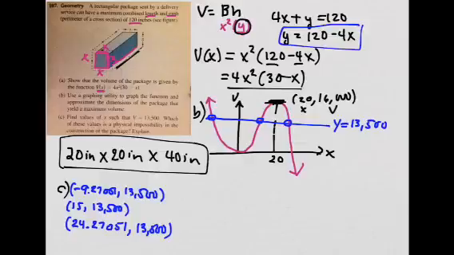Well, the first one gave me an x value that is negative. So that's pretty much impossible, right? Because we're talking about the length of the package. It's not negative. So then this one is out. And so these two are possible right here. So when the package is 15 by 15, and then the other dimension, we can get 13,500 cubic inches for the volume, or when it's 24.27051. So that would be the other one.